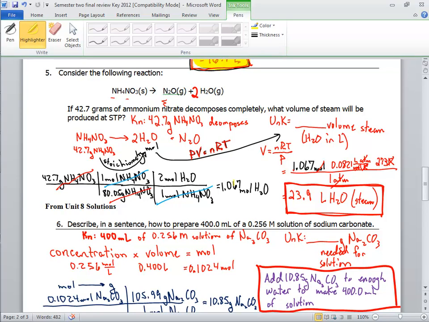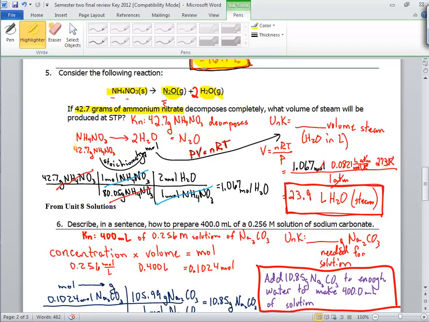Looking at number 5, be sure you balance this chemical equation. Here we're combining stoichiometry and some gas laws. In fact, it says if 42.7 grams of ammonium nitrate decomposes completely into dinitrogen monoxide and water, what is the volume of steam? So I'm not looking for grams of steam, I'm looking for volume.